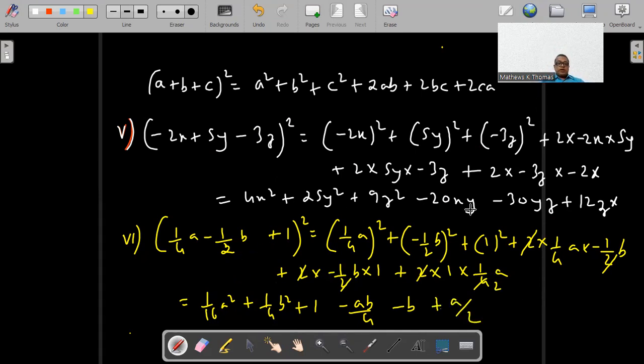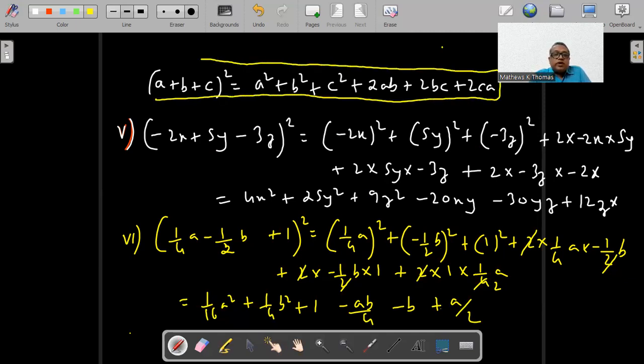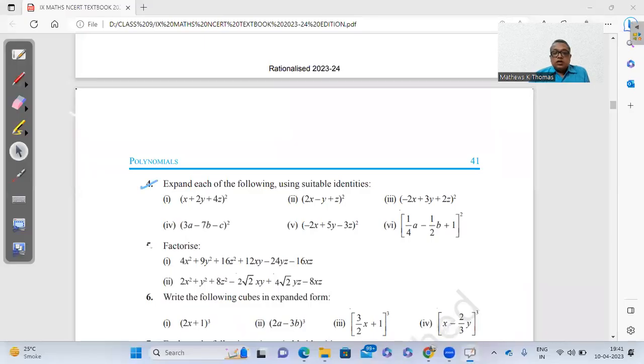So we have expanded all the 6 parts based on the identity a plus b plus c whole square equals a square plus b square plus c square plus 2ab, 2bc, and 2ca. So this is done. Now this is the reverse, question number 5. In question number 5, we have to factorize. This is already the expanded form. We have to factorize. So how to do this?